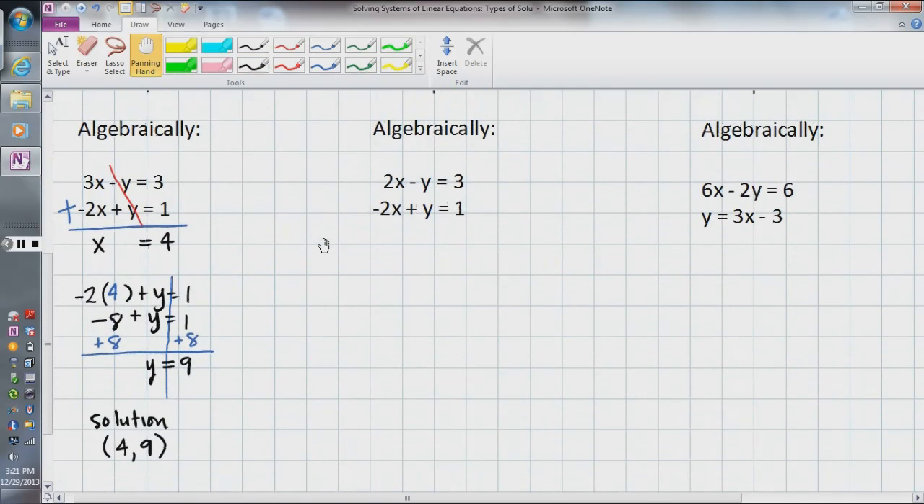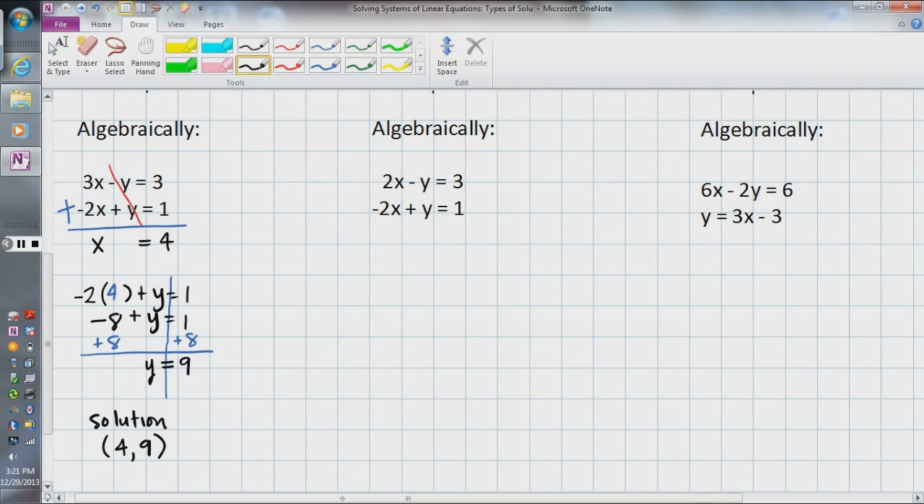So here I've worked out a problem algebraically. I used the elimination method, canceled the y's, and I actually got a value for x. In fact, I found out that x equals positive 4. When I substitute that value into either one of these equations, I chose the second, I can solve and find a value for y. And what this tells me is that if I was to graph these two lines, they would intersect at the point (4, 9).